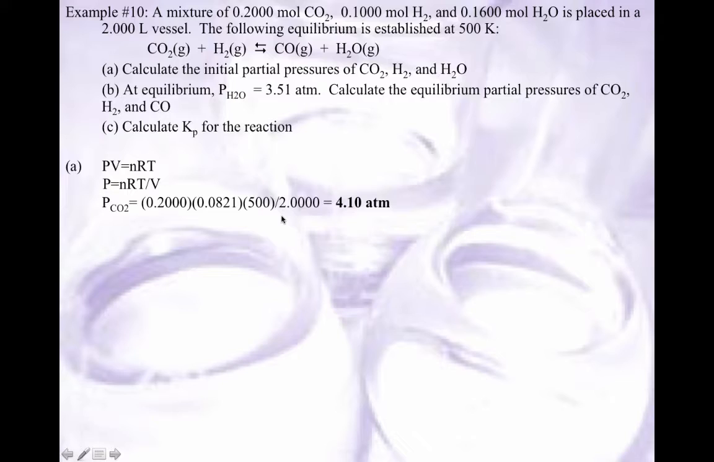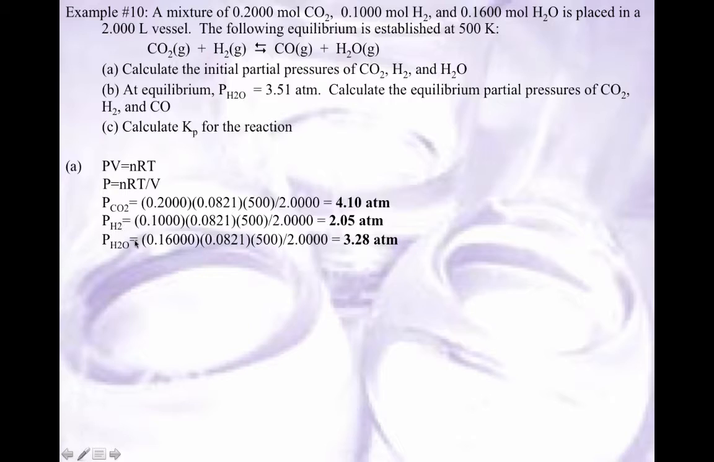What I want you to do is pause the video and do H2 and H2O and come back and check your answers. So for H2, you plug in your moles, your R, your T, and your volume. You get 2.05 ATM. And your pressure of H2O, again, plug everything in, you get 3.28 ATM. So those are your initial partial pressures. Because notice it says a mixture of these amounts of moles is placed in a vessel. That's what you have initially.